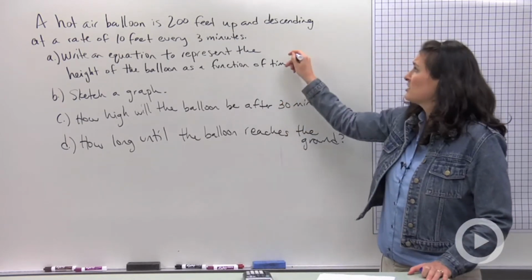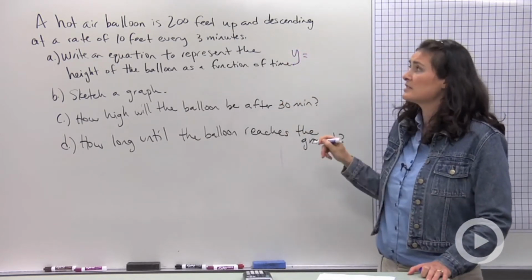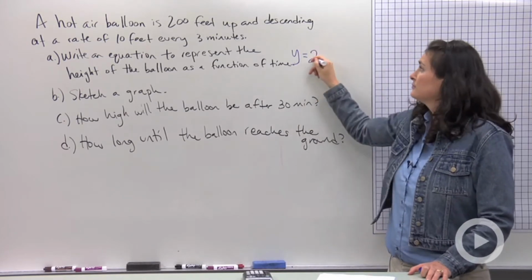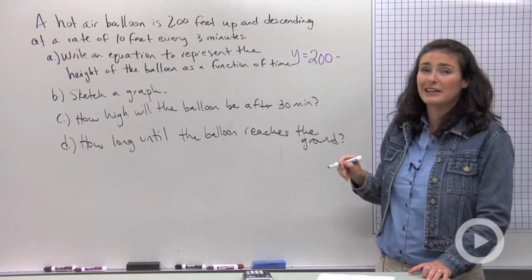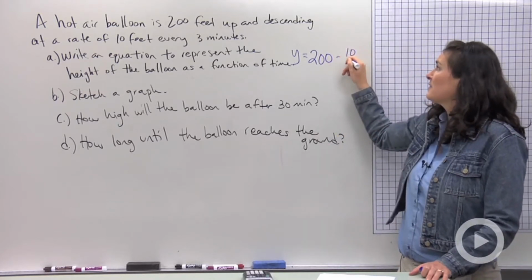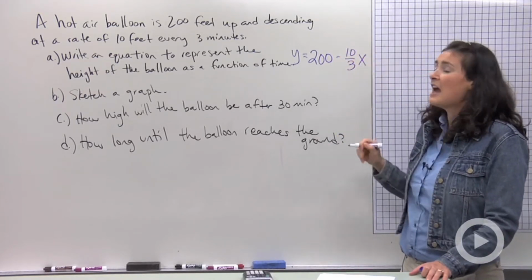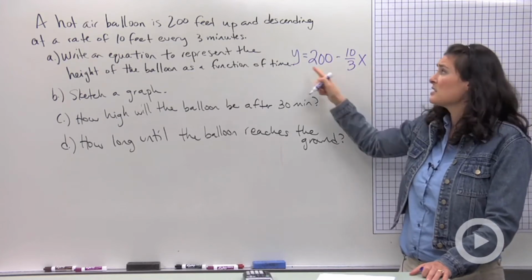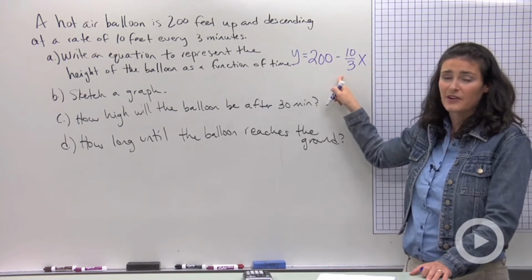Okay, so my equation is going to start with height equals, starts at 200. From there it's coming down, so I'm going to use a negative sign, and it comes down 10 feet every 3 minutes. X is going to represent my number of minutes, Y represents my height in this function.